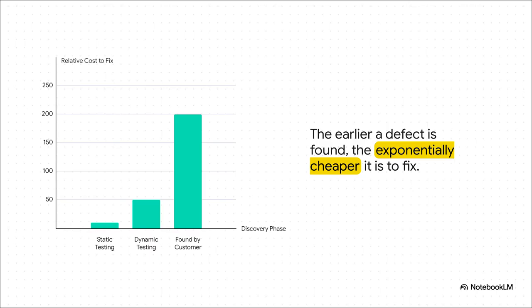And if you want to know why using both is so critical, you just have to follow the money. There is a golden rule in software. The earlier you find a bug, the exponentially cheaper it is to fix. A mistake you catch in a document during a static review, that costs next to nothing to correct. But that exact same mistake, once it's been coded, built, and found by a customer out in the wild, oh, that can be incredibly expensive and damaging to fix.